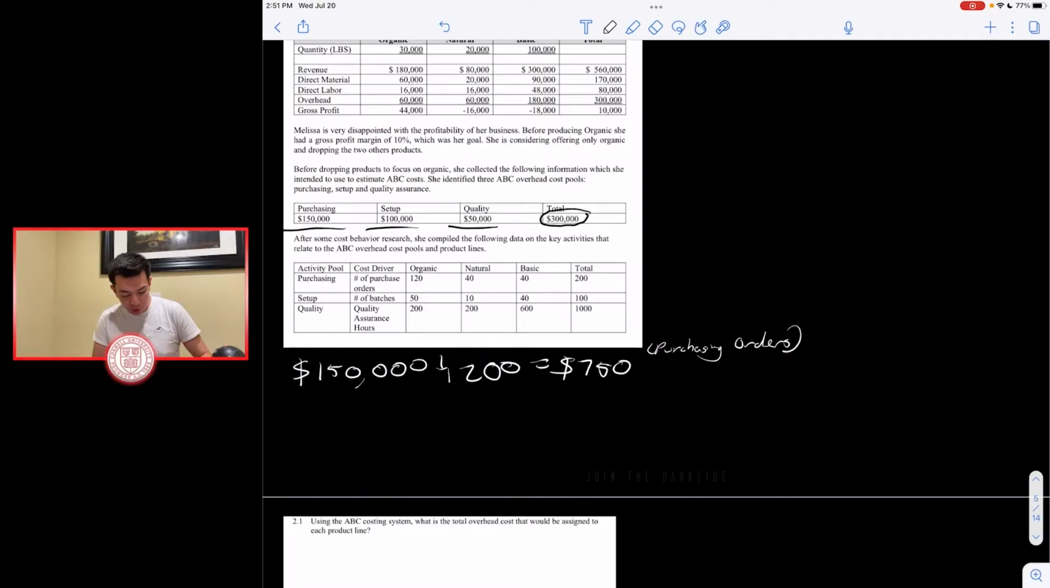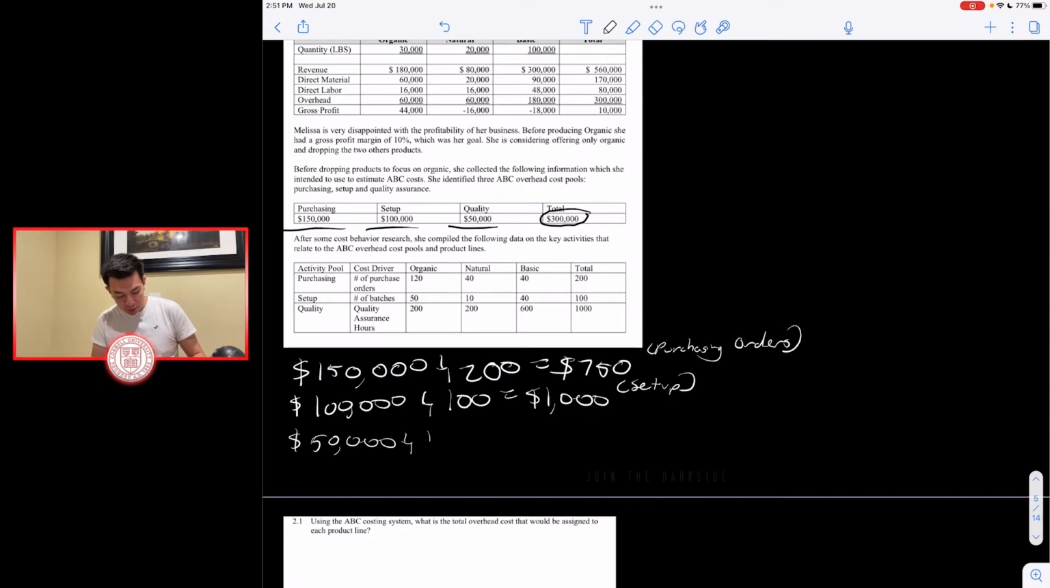So that is how much it costs per purchasing order, okay? And now we're going to do that as well for setups and quality, right? So setup, 100,000 divided by 100, we're going to get 1,000. So that's setup. And then we're going to do quality, right? So quality is going to be 50,000 divided by 1,000, and we are going to get $50. So now we found those costs per purchase, per setup, per quality.